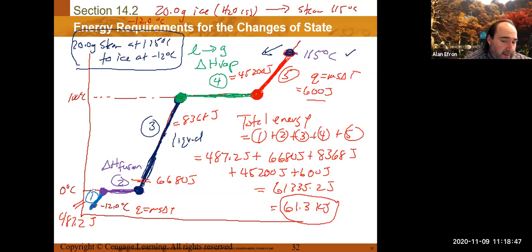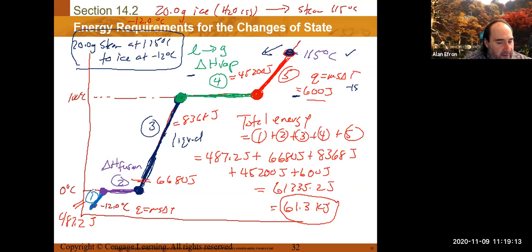The temperature would be 100 as your final and 115 as your initial, giving you a minus 15 here and a negative number here. Coming to the other transition, step number 4, going from gas back to liquid, the heat of vaporization would be a negative number. So you would actually get negative 45,200.